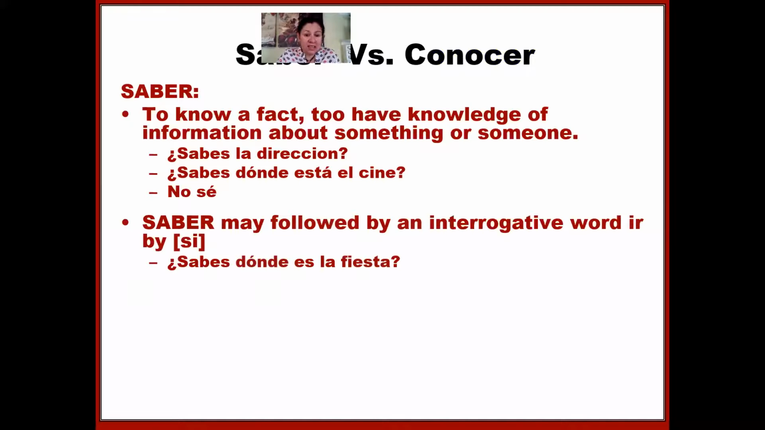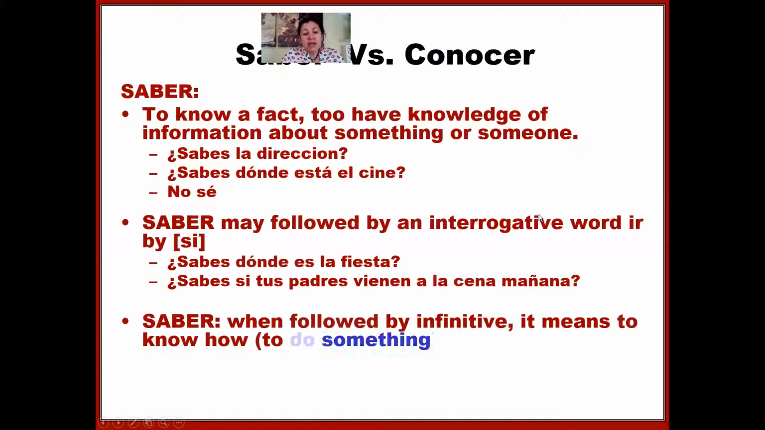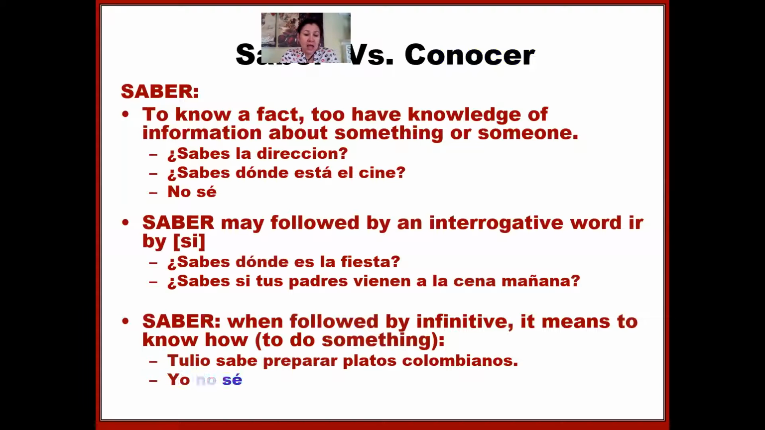¿Sabes dónde está la fiesta? ¿Sabes si tus padres vienen a la cena? ¿Sabes dónde está el cine? Okay? Saber may be followed by an infinitive, and in that case, it means to have the ability, to know how to do something. So, Tulio sabe preparar platos colombianos. Yo no sé hablar italiano. Yo sé hablar inglés. Yo sé hablar español.